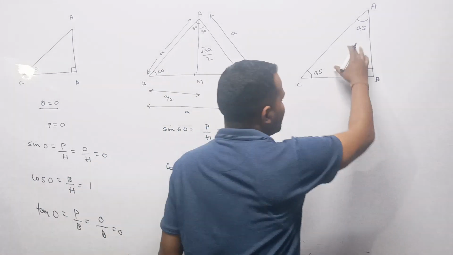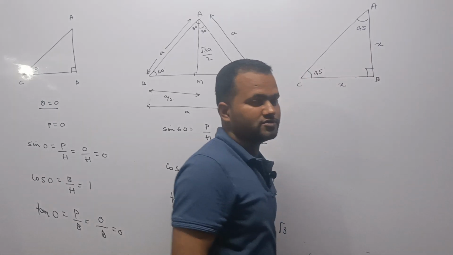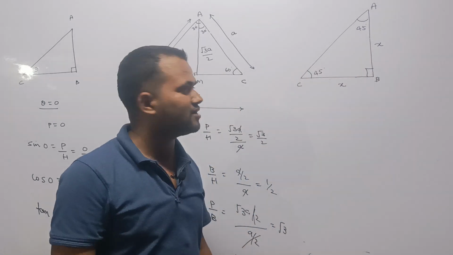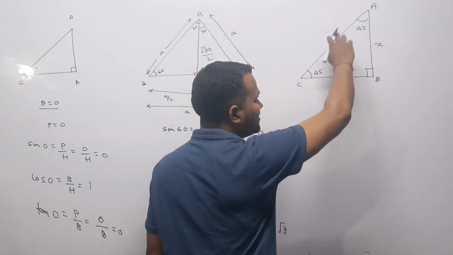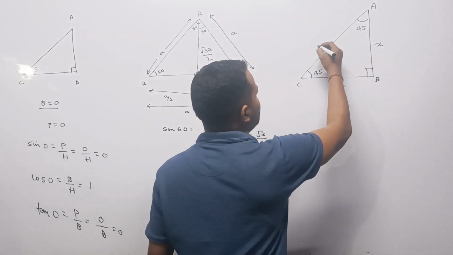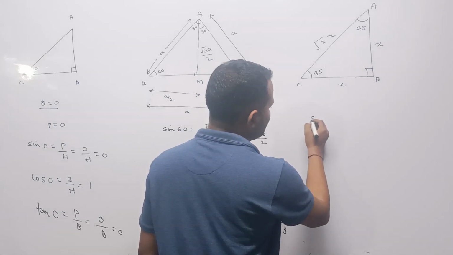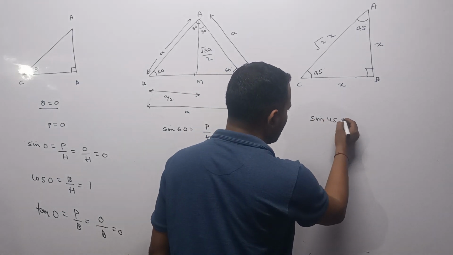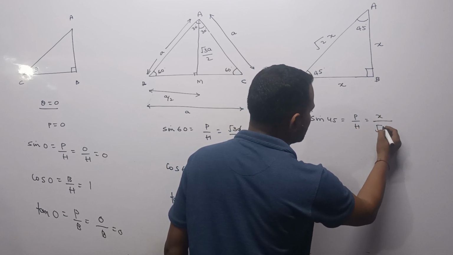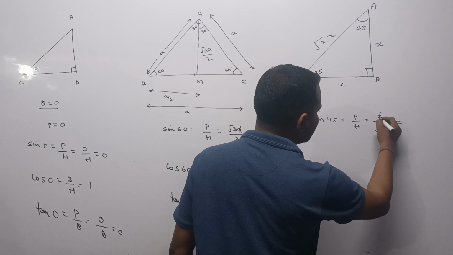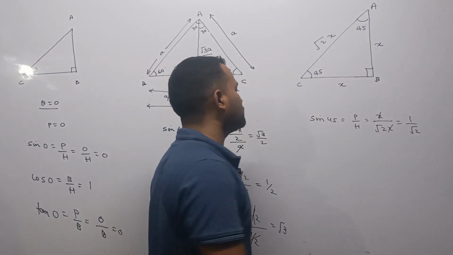Now if both the angles are the same, definitely both the sides will be equal. Why? Because the sides in front of equal angles are equal, and if it is x, this one is also x. It is a right angle triangle, so we can use Pythagoras theorem and the hypotenuse will come out to be root 2 x. If we try to find out the value of sin 45 now, it will be equal to p by h. P is x, h is root 2 x. That's why these x will get cancelled and sin 45 will give me 1 by root 2.